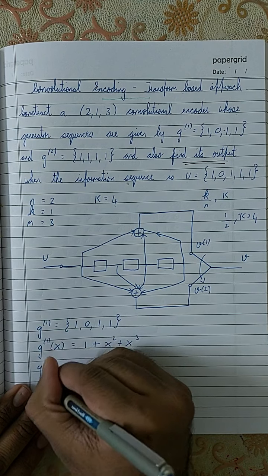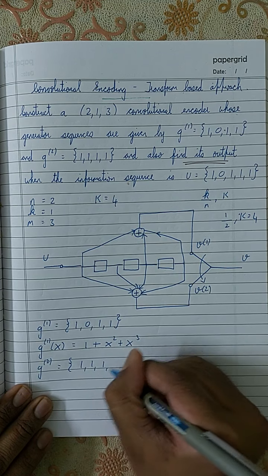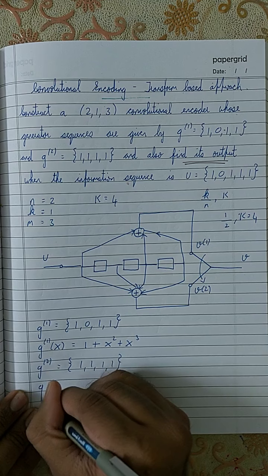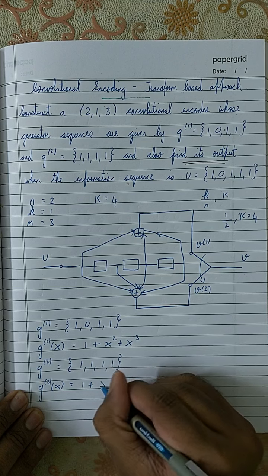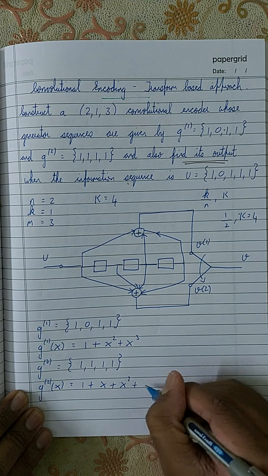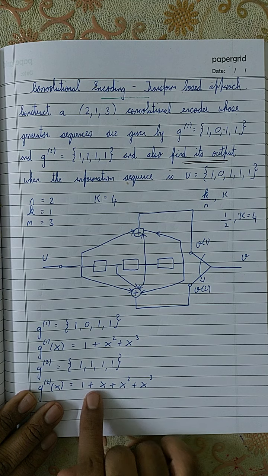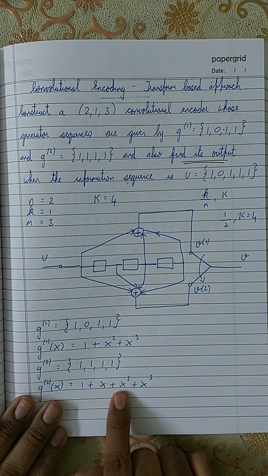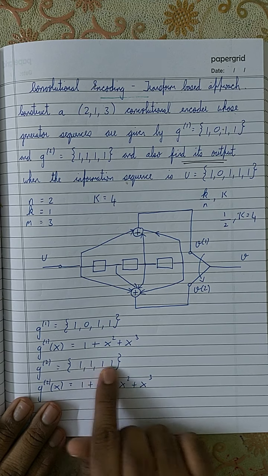Now what is the next value? It is g of 2. So what is g of 2? G of 2 is 1 1 1 1. So we all know its polynomial, very easy: 1 plus x plus x square plus x cube. That is the coefficients of x square, x cube and x raised to 0, all depending on the values of the sequences.